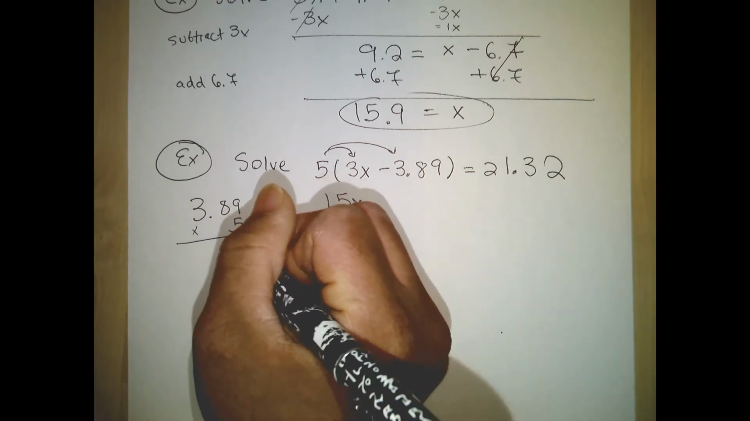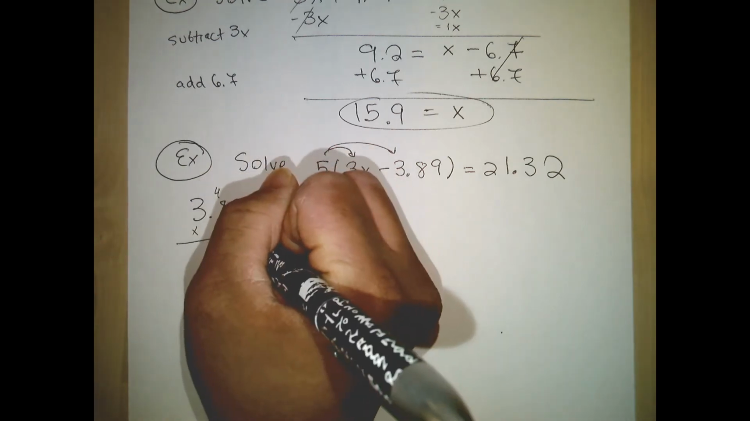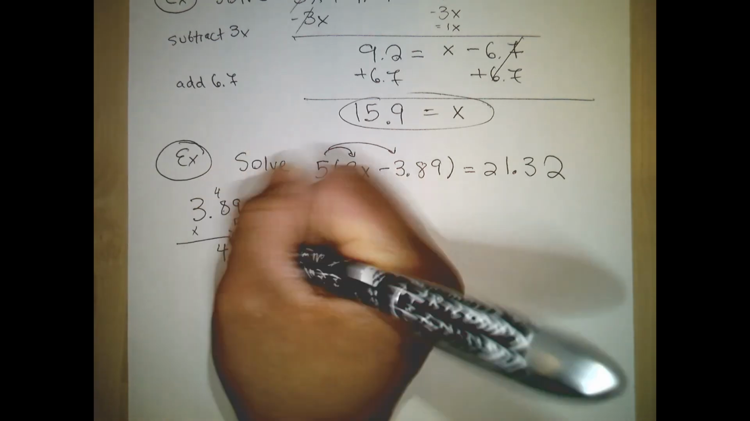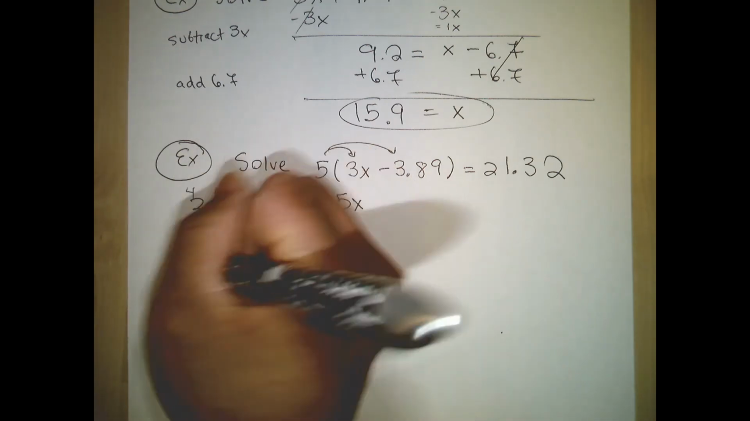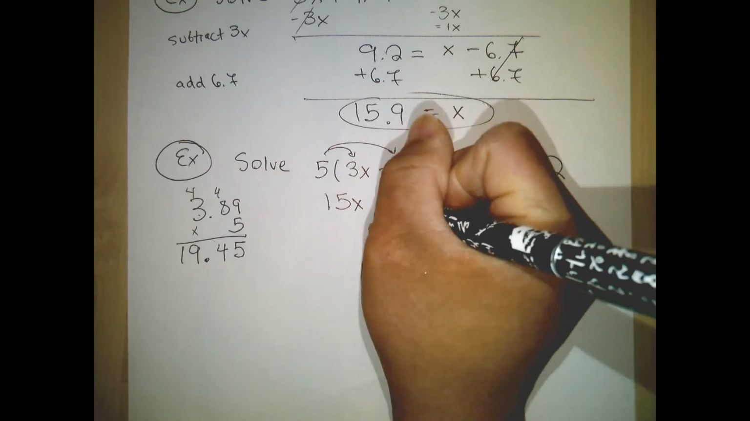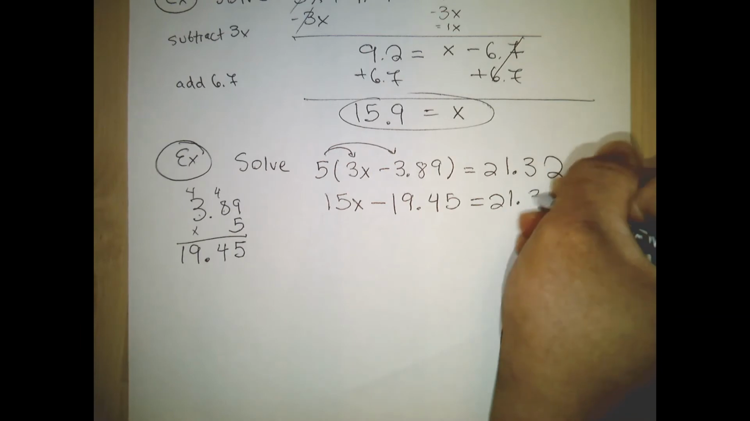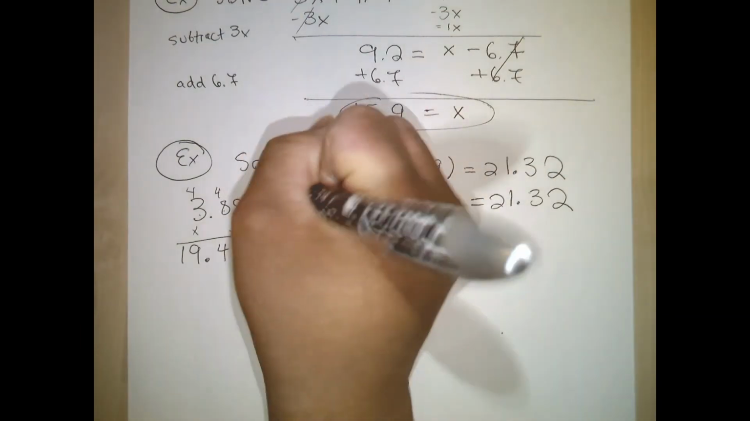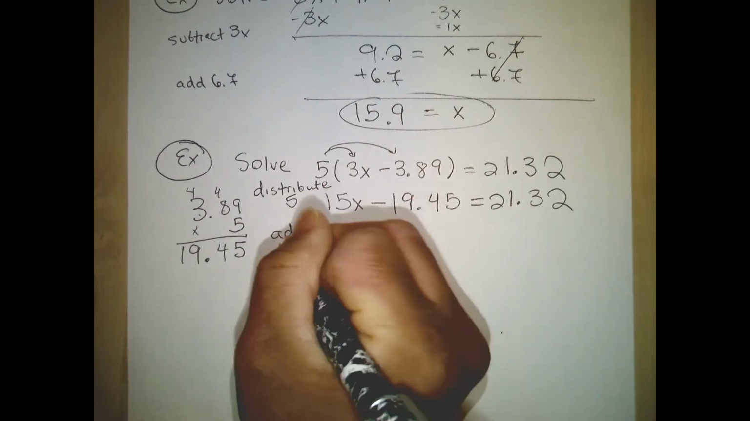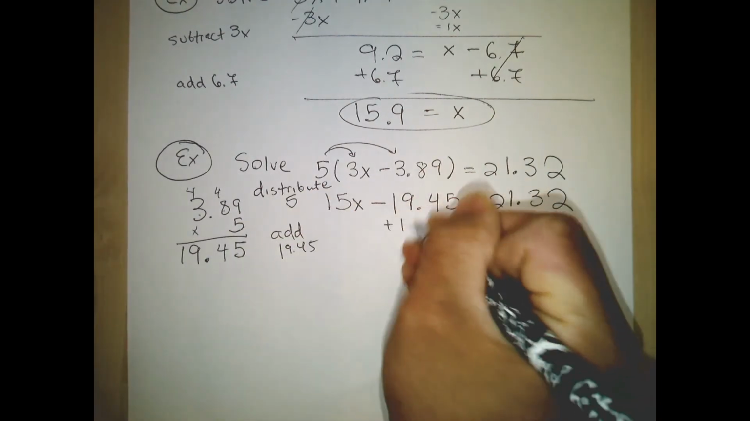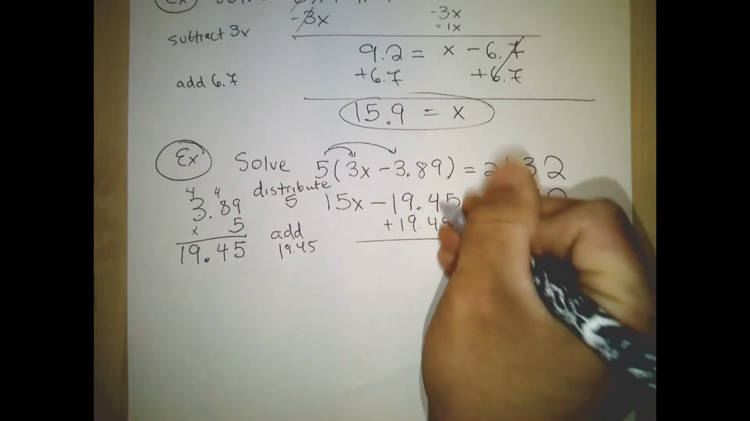So 5 times 9 is 45. Carry the 4. 8 times 5 is 40, plus 4 is 44, so 4, carry the 4. 3 times 5 is 15, plus 4 is 19, so 19.45. So minus 19.45 is equal to 21.32. So again, I started by distributing the 5. Now I'm going to add the 19.45, so plus 19.45. All right, so that zeroes this out.